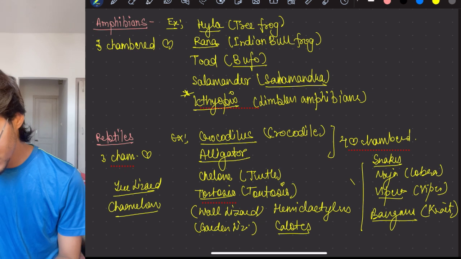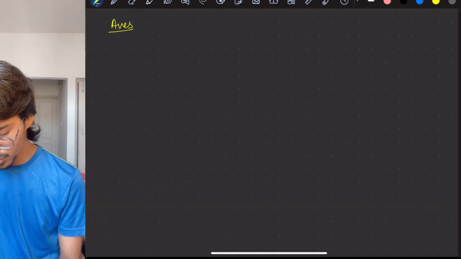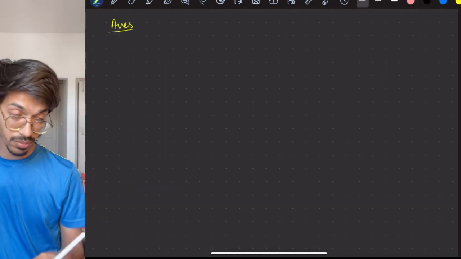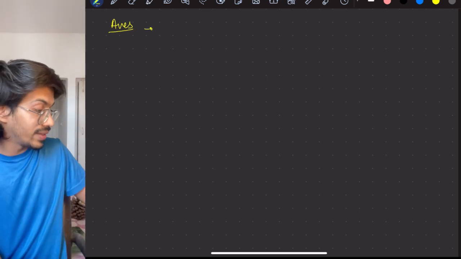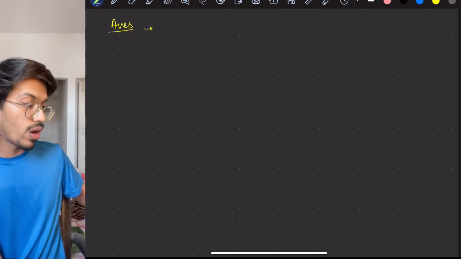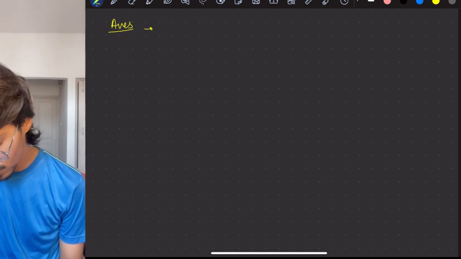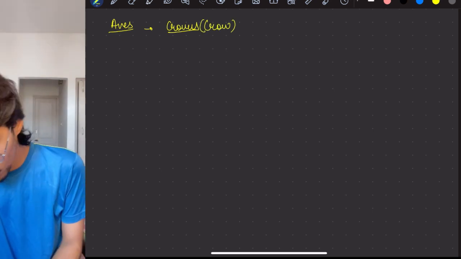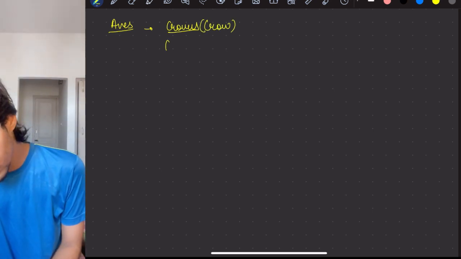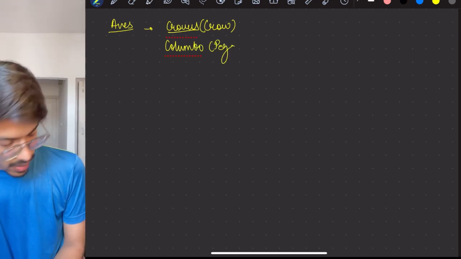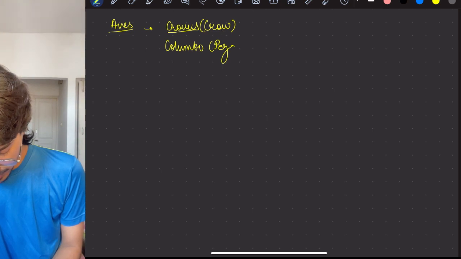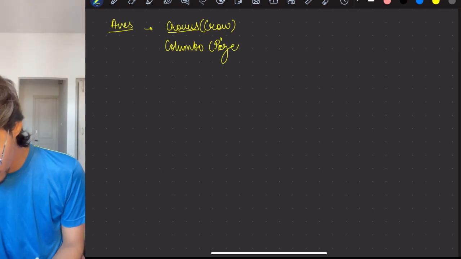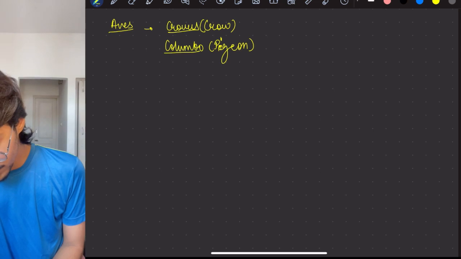Then comes the Aves. Aves are the birds, their features and all, you can easily do it. Okay. So examples of the birds which are given to you in your book, that is what? Number 1 is your Corvus. Corvus is crow. After Corvus, there is given what? Pigeon. Columba, that is pigeon. Then we have what? After that we have Struthio, that is ostrich.